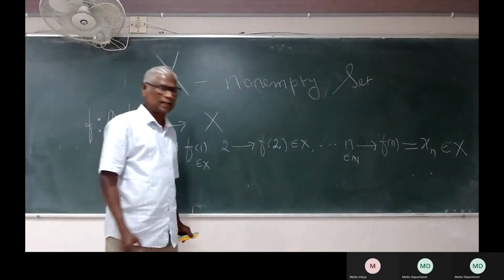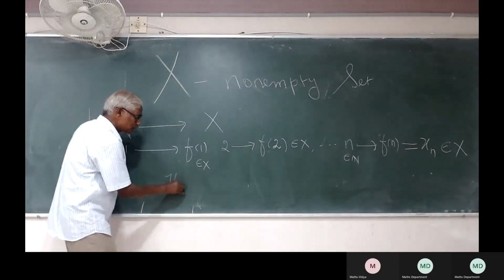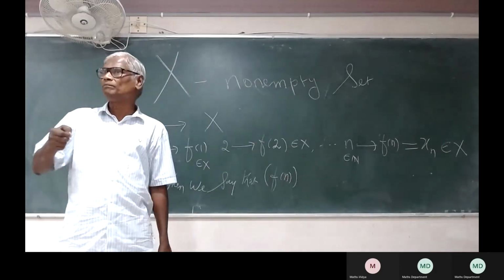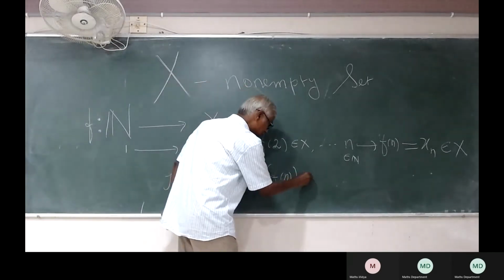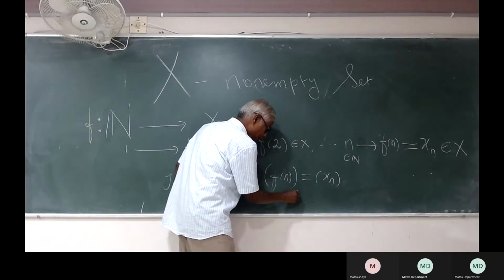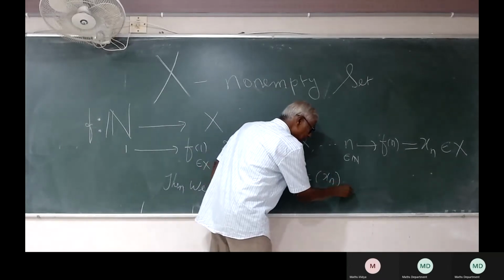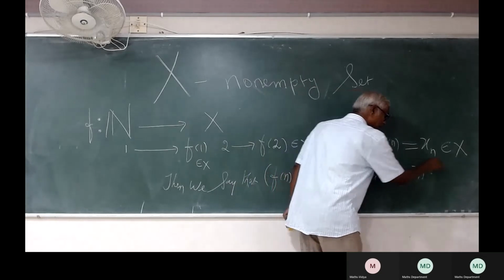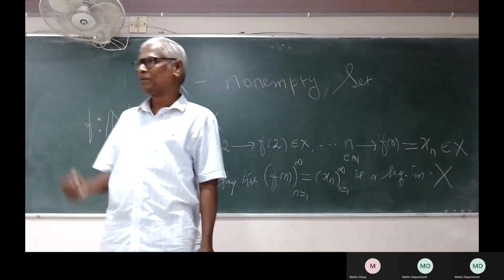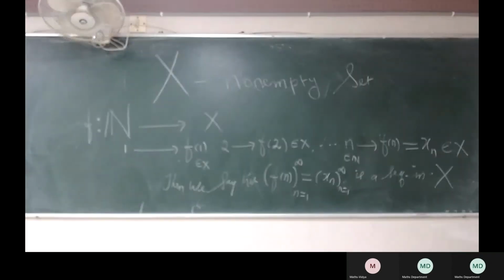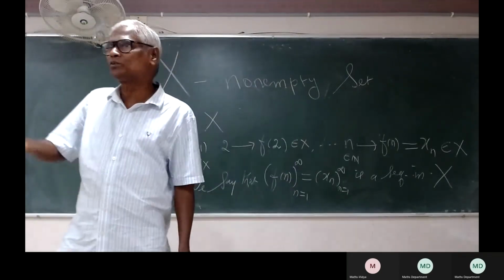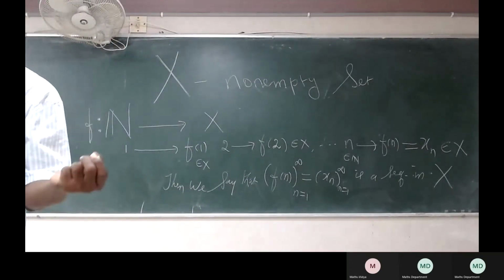Then we say that f(n) is the image of the natural number n. f(n), which is written as (x_n), n from 1 to infinity, is a sequence in our set capital X. That means 1 is associated with x1, 2 with x2, n with xn, each xn belongs to capital X. So we have a sequence in capital X.